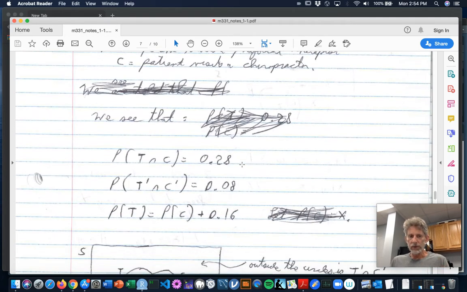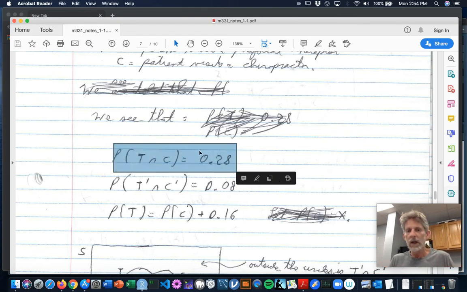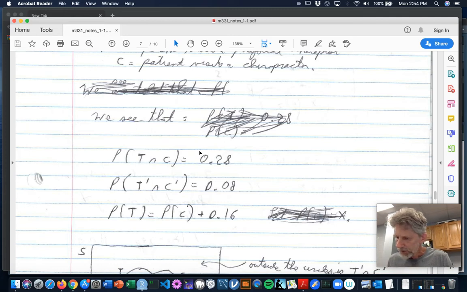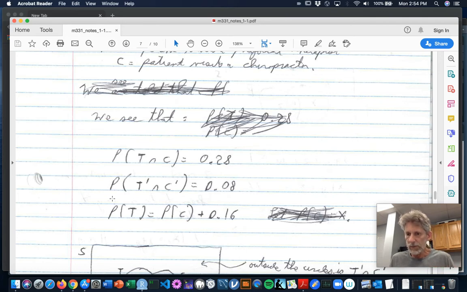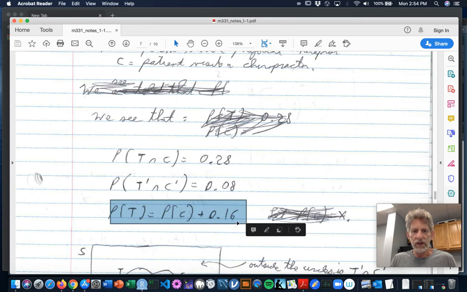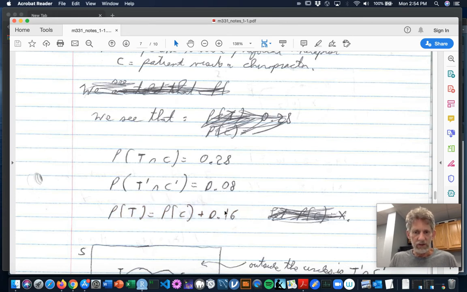Well, the problem told us that 28% of the patients both see a physical therapist and a chiropractor, so they're telling us that the probability of T intersect C is 0.28. They also say 8% visit neither. So the probability of not visiting a physical therapist and not visiting a chiropractor is 0.08. And they tell us the probability of seeing a physical therapist exceeds by 16% the probability of seeing a chiropractor. So P of T is P of C plus 0.16. Okay.